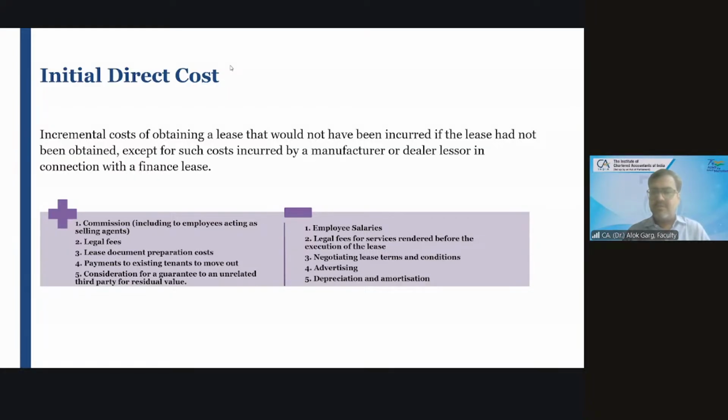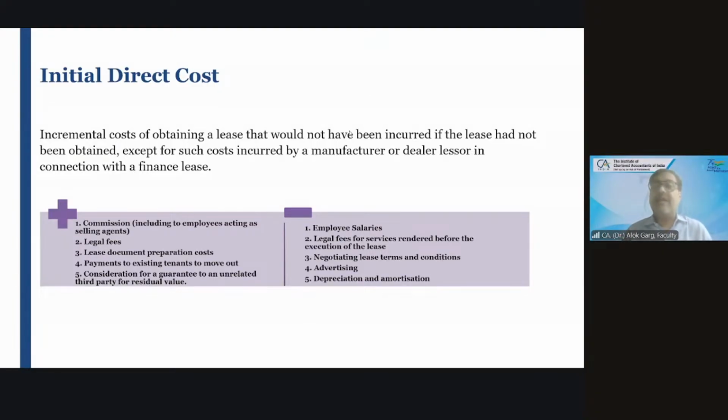Ayush, what is meant by initial direct cost? The cost associated with the lease, such as stamp duty, commission, legal fees, any legal documentation preparation, and payment made to tenants to vacate the property, such related costs.